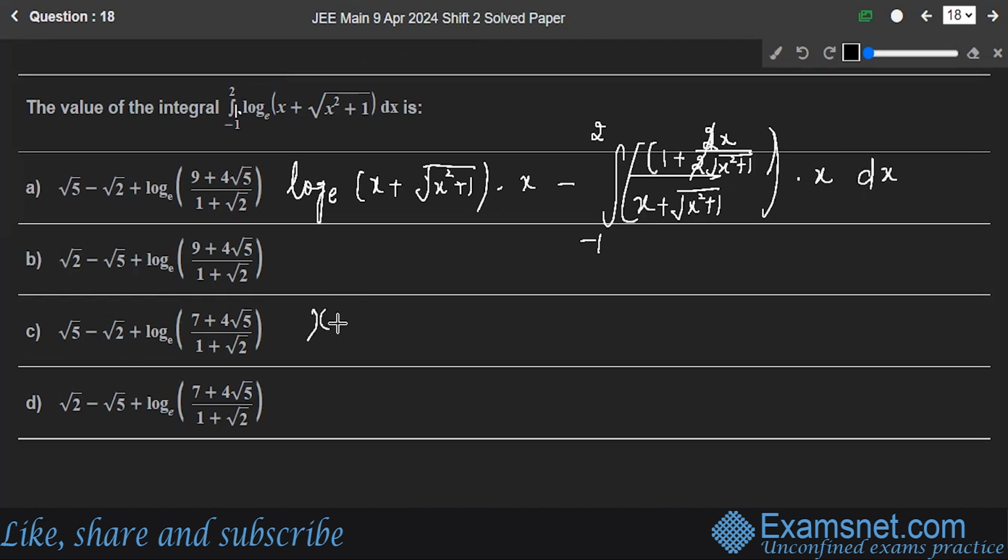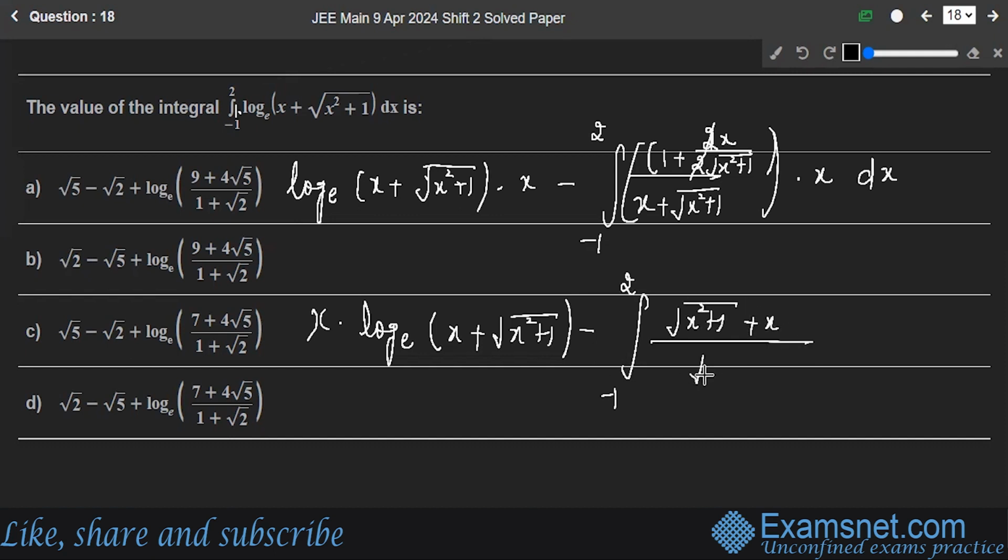And this will give me x will come over here, log e of x plus root of x square plus 1, integral of minus 1 to 2. This will give me root x square plus 1 plus x, whole thing divided by root of x square plus 1, divided by x into this.